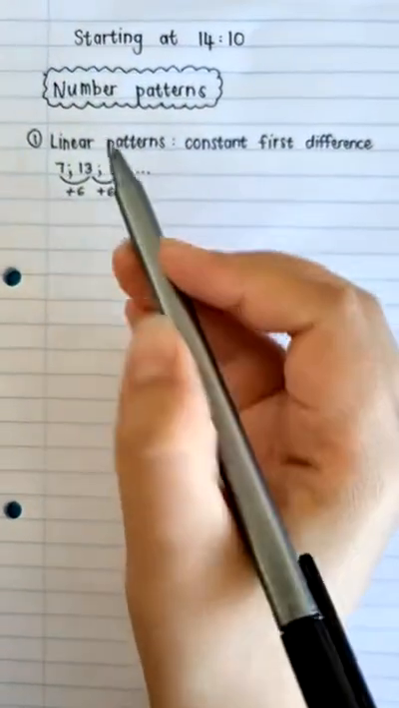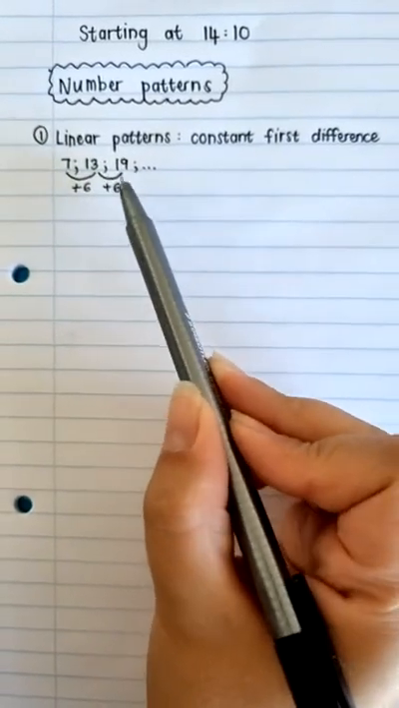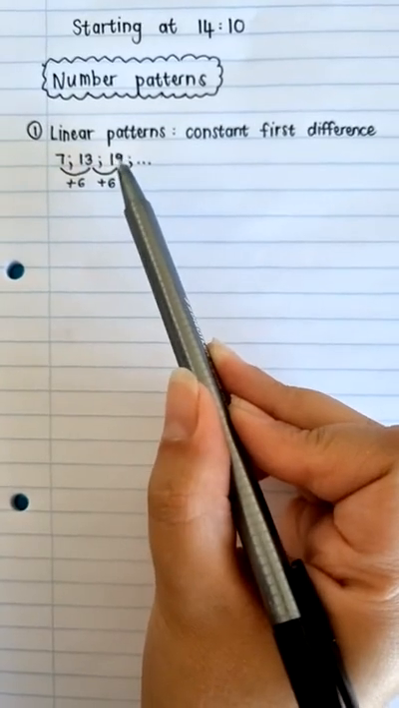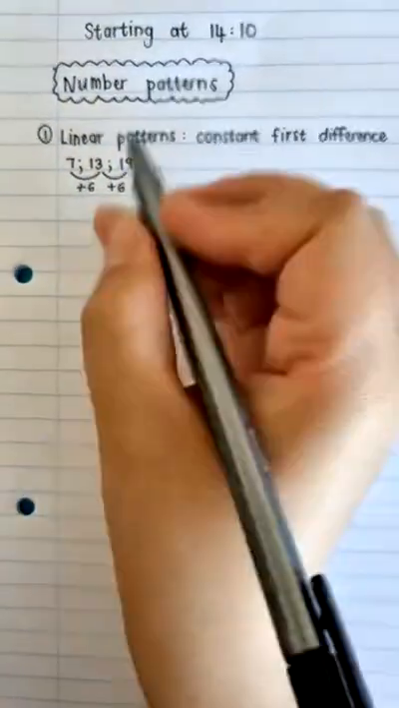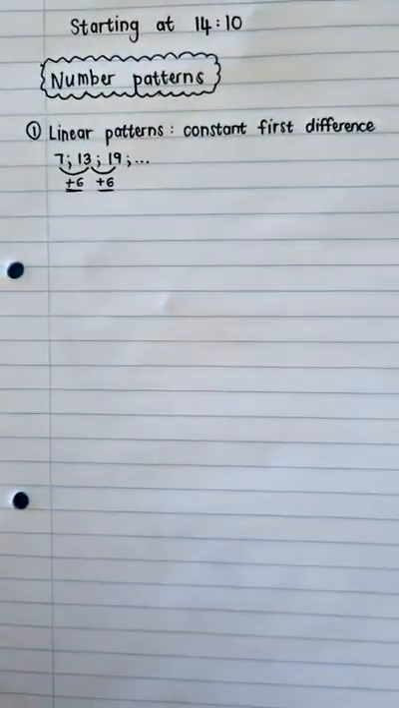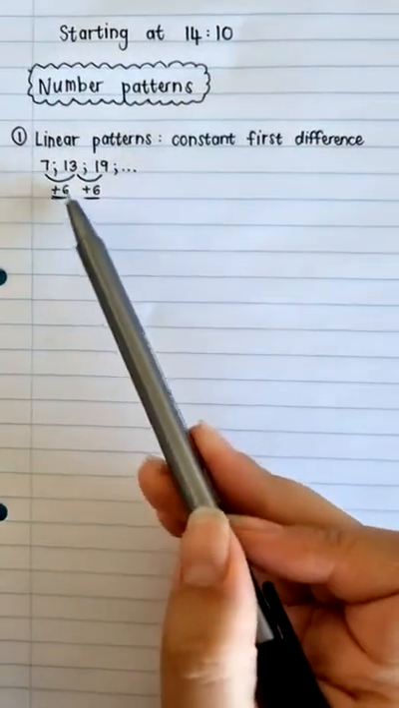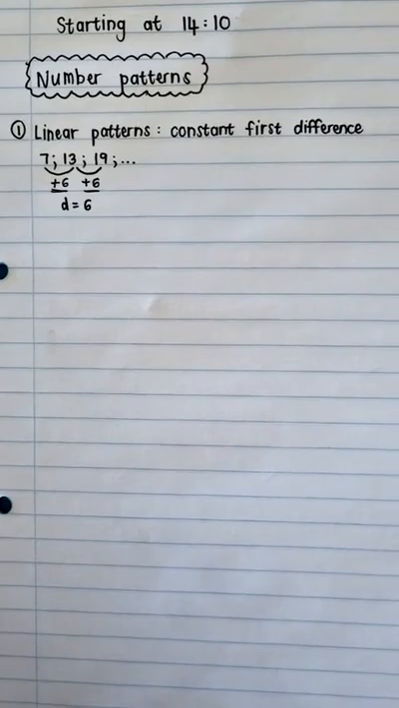Okay, now, as we can see, from term 1 to term 2, we're adding 6, and then again from term 2 to term 3, we're adding 6 again. Thank you for letting me know. So the fact that we're adding the same number consecutively means that we have a constant first difference, and that value is D. The constant first difference is 6. D is equal to 6.